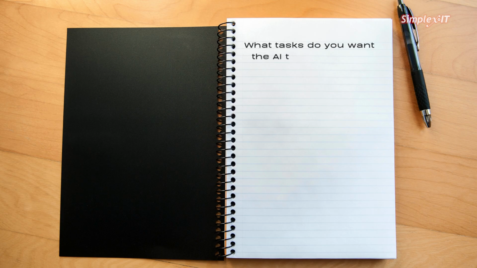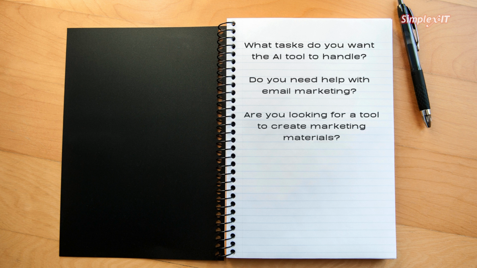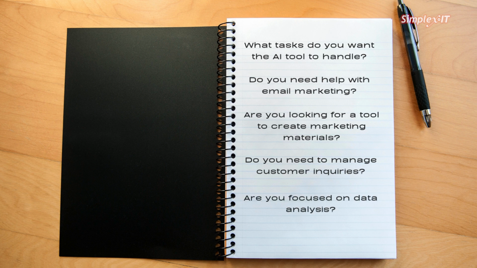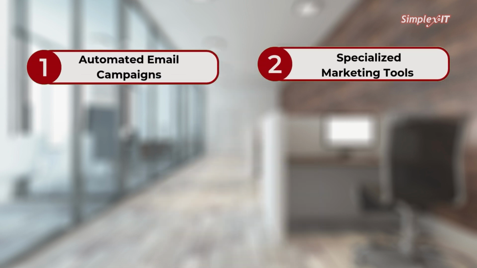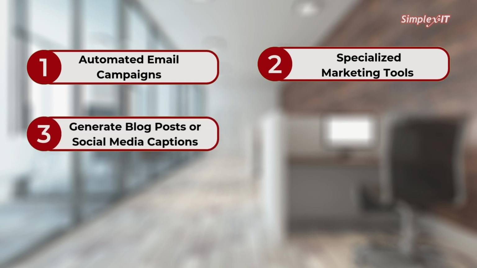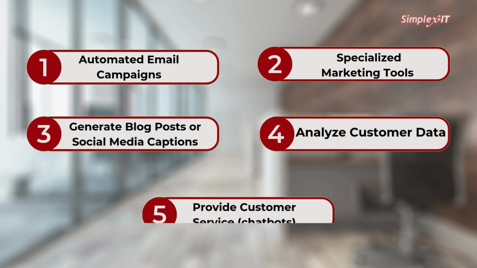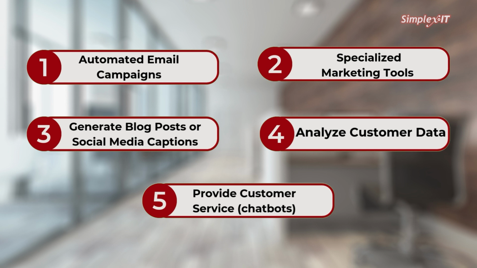First, you need to define your business needs. Before jumping into the vast world of AI, the first thing to do is identify what your business needs. This is like writing a job description. What tasks do you want the AI tool to handle? Do you need help with email marketing? Are you looking for a tool to create marketing materials? Do you need to manage customer inquiries? Are you focused on data analytics? These AI tools can help automate and personalize these tasks for your business so you can save time. These tools include automated email campaigns, specialized marketing tools, generating blog posts or social media captions, analyzing customer data, and providing customer service such as chatbots.